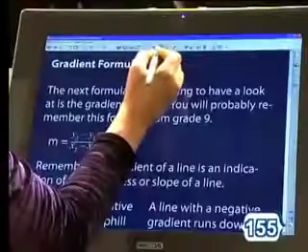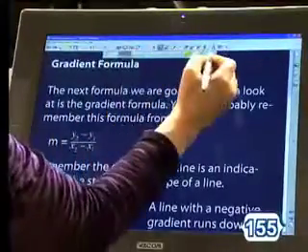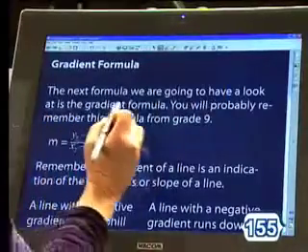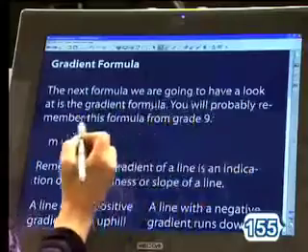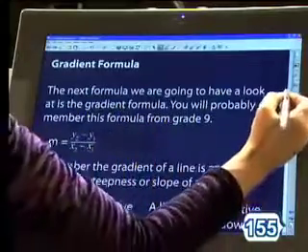Right, so we go on to the third and the final formula which you need in grade 10 analytical geometry, and it is the gradient formula. And it says as follows. The next formula that we're going to have to look at is the gradient formula. You will probably remember this formula from grade 9.